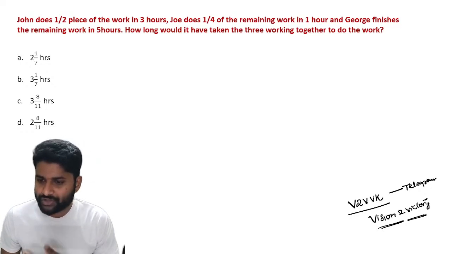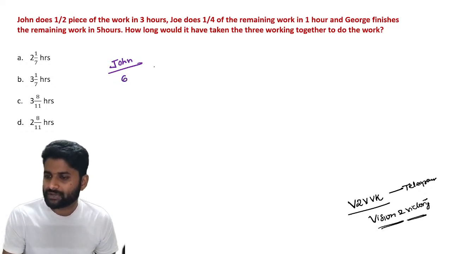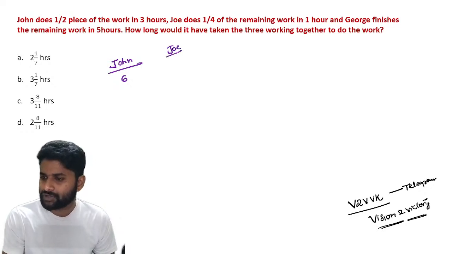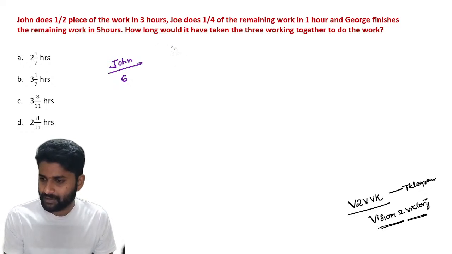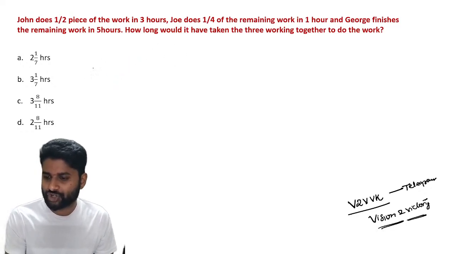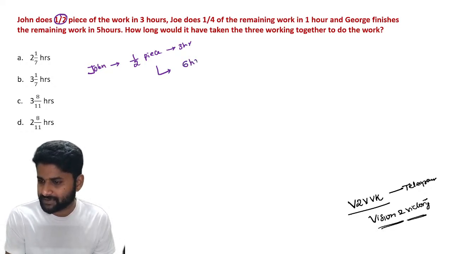Now let's move on to the next question. John does half a piece of work in 3 hours. It means John takes exactly 6 hours to finish the whole work. So there is another person, Joy. Joy does one fourth of the remaining work. Okay, it's a different statement. Guys, here the data says that John does half the work in 3 hours. For the full work, it takes exactly 6 hours.